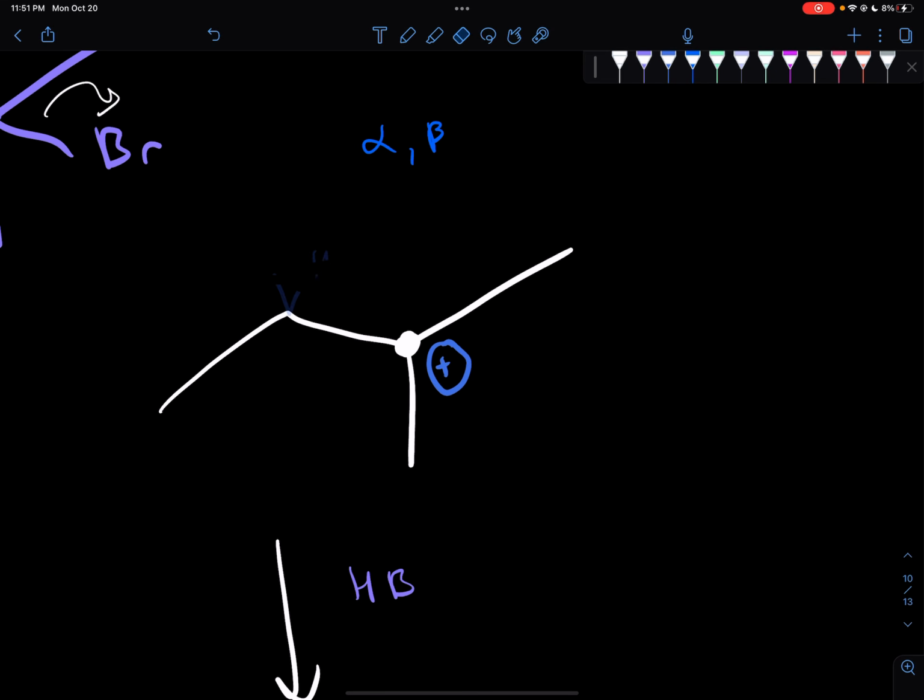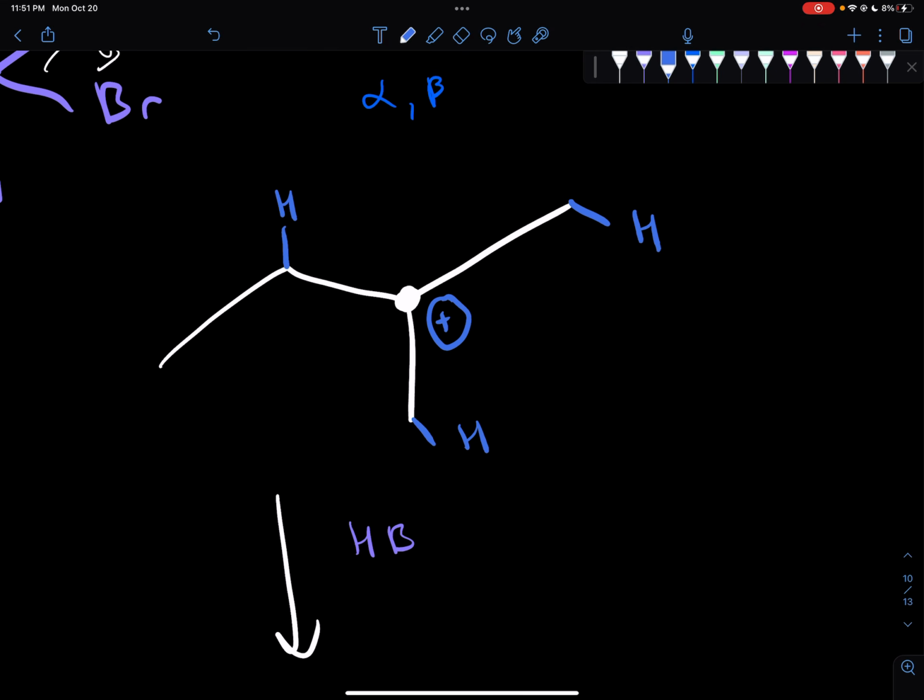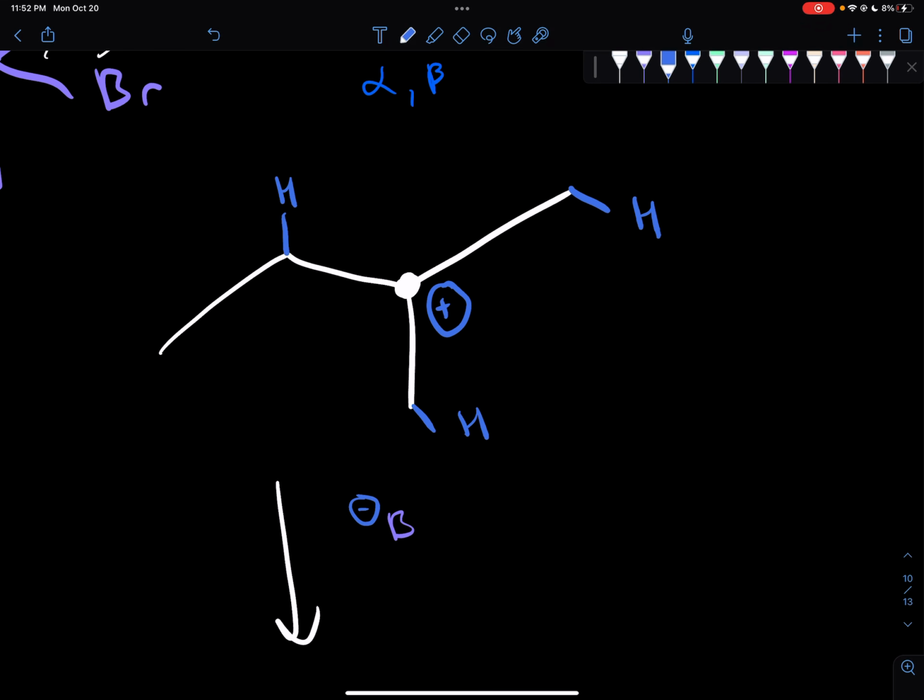I'm going to draw one per carbon. So you have this hydrogen, and this hydrogen. One of these will be removed, okay? What I'm about to show you does not actually occur, but it's going to explain what ends up occurring.